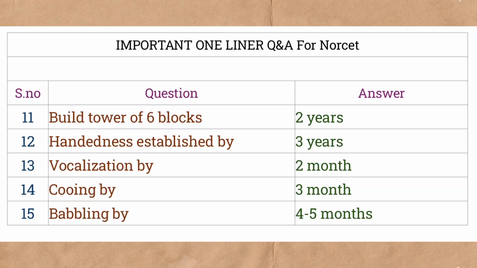2 years. 12. Handedness established by 3 years. 13. Vocalization by 2 months. 14. Cooing by 3 months. 15. Babbling by 4 to 5 months.